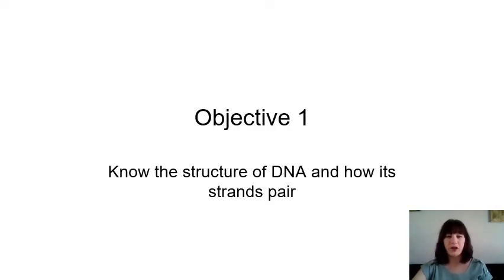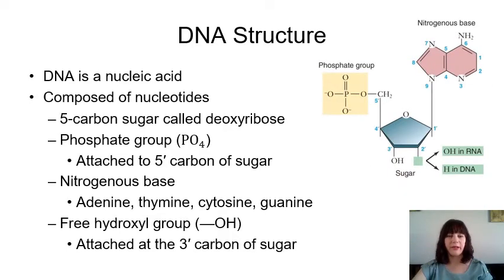So first, let's talk about the general structure of DNA. Nucleic acids include DNA and RNA, and DNA stands for deoxyribonucleic acid. So what does it mean by deoxyribo? Ribo has to do with ribose, or sugar.